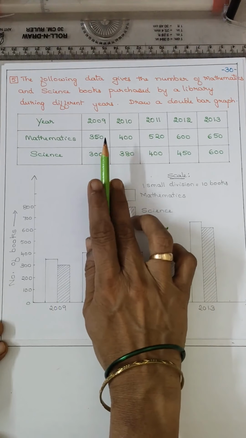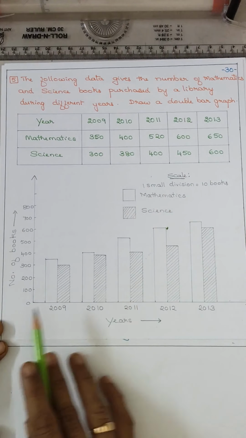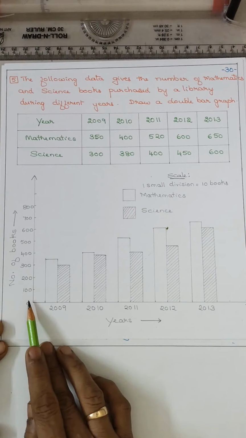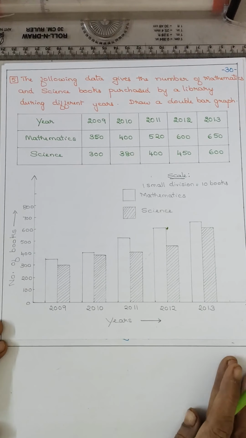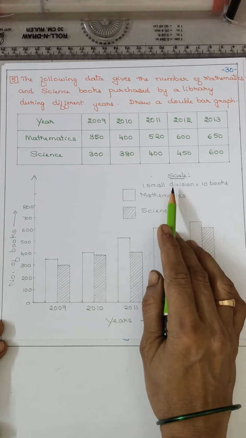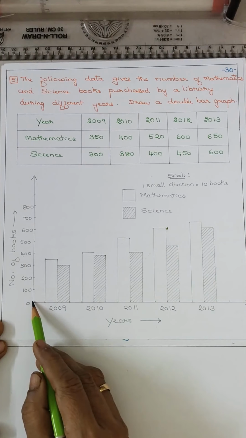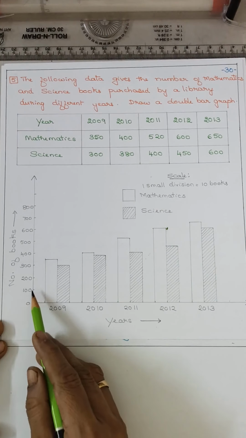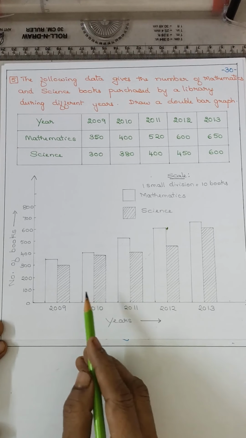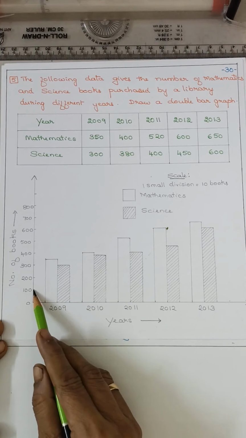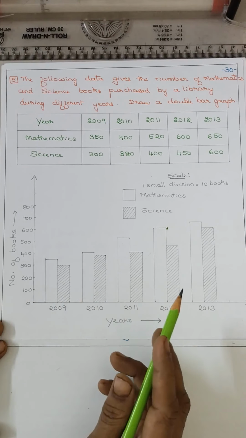Now see the number 350, 300, isn't it? So you can write 0, 100, 200, 300, 400, 500, like that. And now write the scale. 1 small division is equal to 10 books. Small division, छोटा वाला 10. So 10 tens are 100, isn't it? The small 1 division, 1 millimeter wala, that is 10 books. So the bigger one, 10 tens are 100. That is why this is 100, 200 like that.